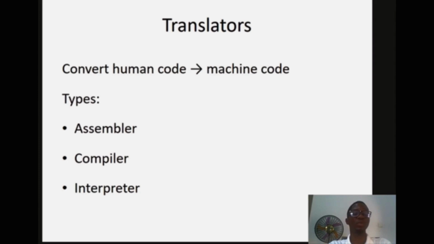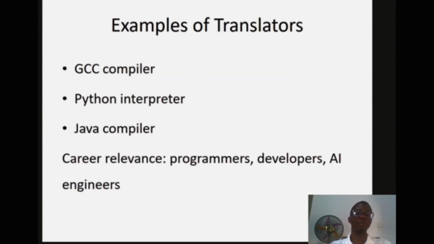And the types of translator we have are assembler, compiler, and interpreter. These are the types of translator that are used to convert human readable language to machine language. Then we'll talk about examples of translators. What are these types of translator? We have the GCC compiler, the Python interpreter, the Java compiler.